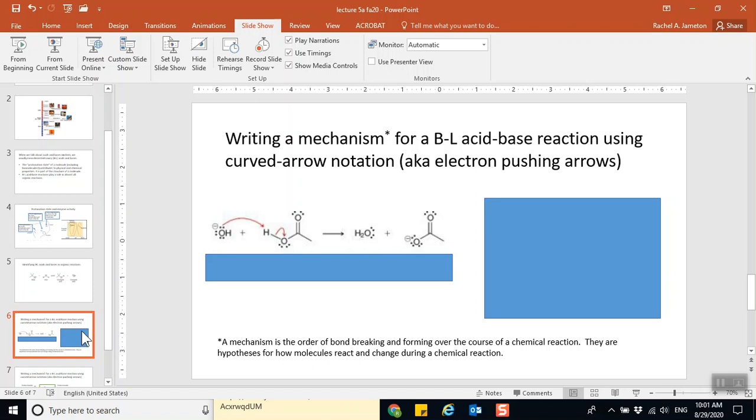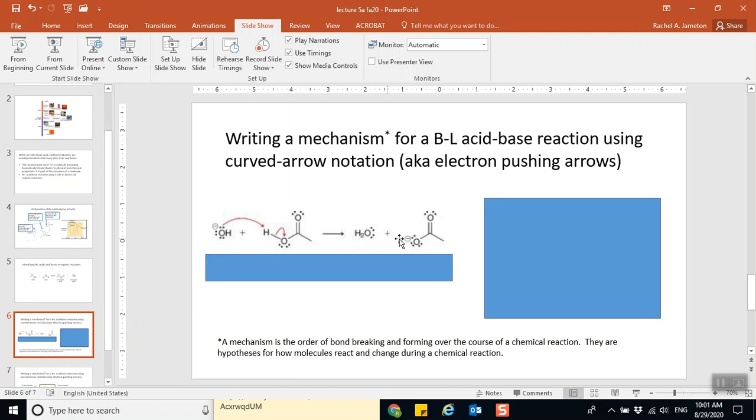And we indicate them with this curved arrow notation. So here's one curved arrow, here's another. We could also call that electron pushing arrows, and you'll see me use both terms. I think Klein uses the curved arrow notation.